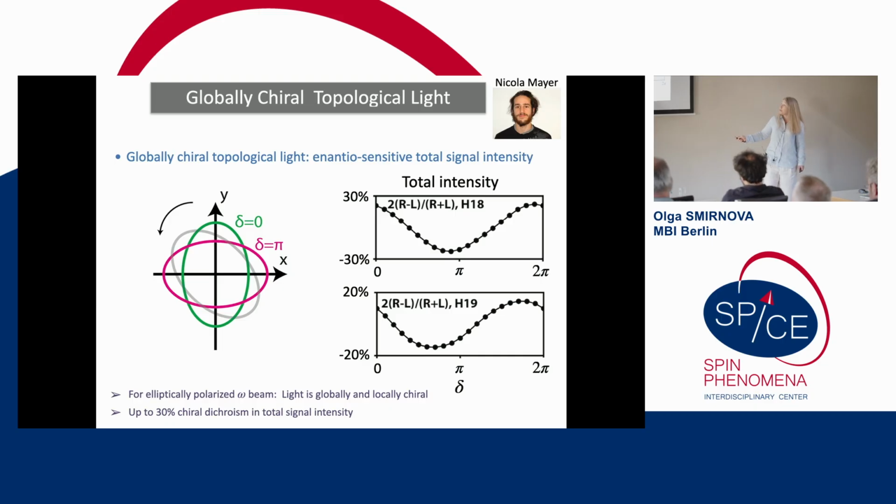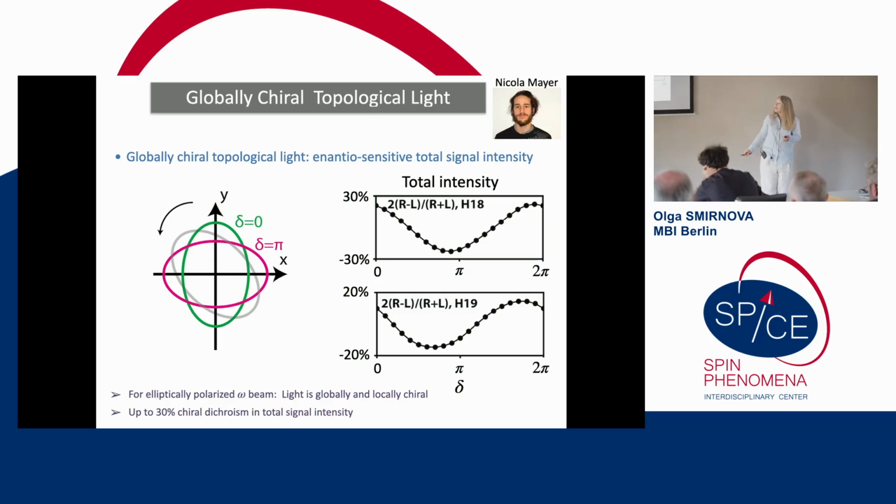Now, another point is that when the light becomes elliptical, another attractive property appears. It becomes globally chiral, which means that we can have not only vectorial observables, like the angle of rotation, but also scalar observables, such as the intensity of the signal. And in this case, we can see 30% of circular dichroism, or chiral dichroism, better to say, for example, for harmonic 18 and harmonic 19.